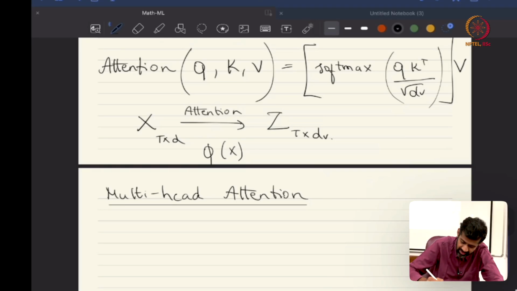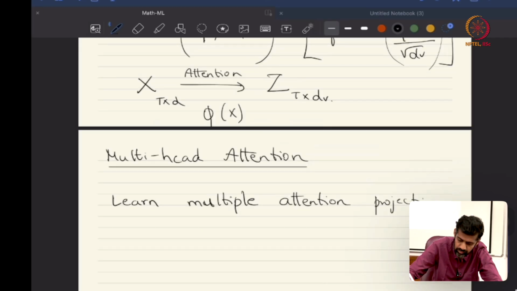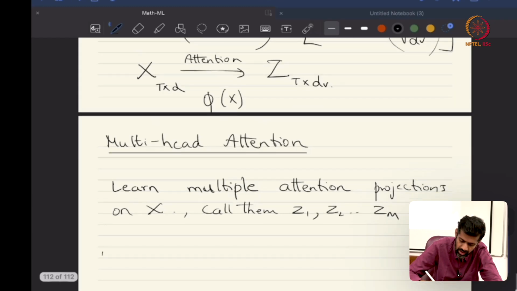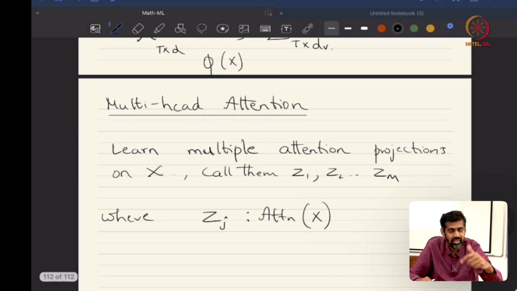Welcome back. There is another small bit of information that I need to tell you. There is something called multi-head attention, which learns multiple attention projections on X. Call them Z1, Z2 up to Zm, where every Zj is a projection on X. Instead of learning one projection, learn m number of projections.